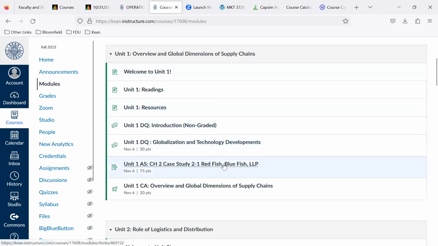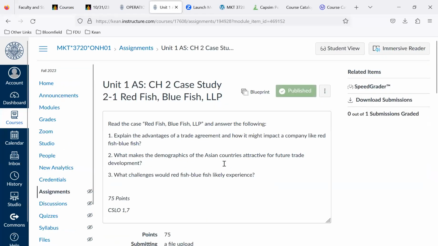Then each week you're going to have one of these case studies. The one thing you need to pay most attention to is that these case studies are within the textbook. You'll have the Redfish, Bluefish LLP case study, for example, on page 47, and then there are questions on the following page, page 48, within the textbook. Don't answer those. Answer the ones that are listed here on Canvas associated with the case study. All you need to do is answer those questions.